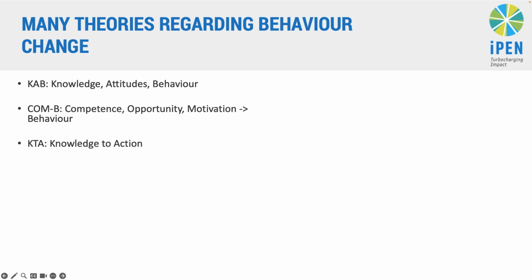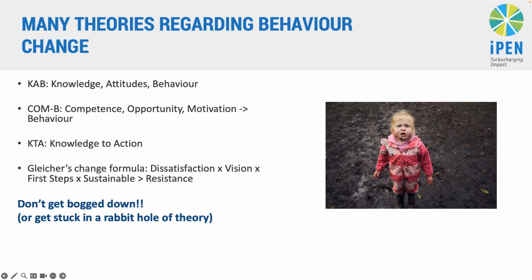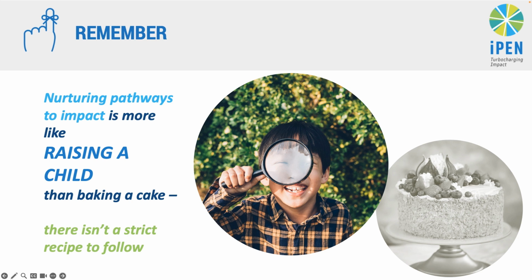There is also another model known as the Knowledge to Action framework, which is another good one to go and have a look at. And one more, just for good measure, Gleicher. This is all about some of the variables that you need to include to overcome the resistance to change. Now, this is all very well and good, but if you think about iPEN's approach around keeping it simple, don't let yourself get bogged down or stuck in a rabbit hole of theory. These are a few that you might like to go and have a look at, but you absolutely don't need to. Remember, the key thing is there isn't a strict recipe to follow.